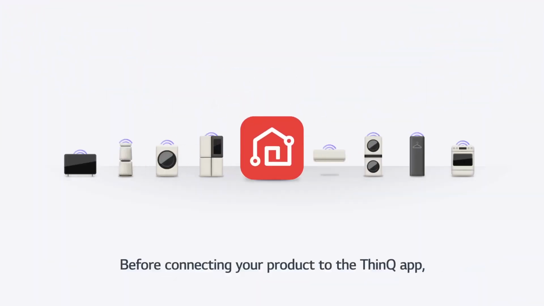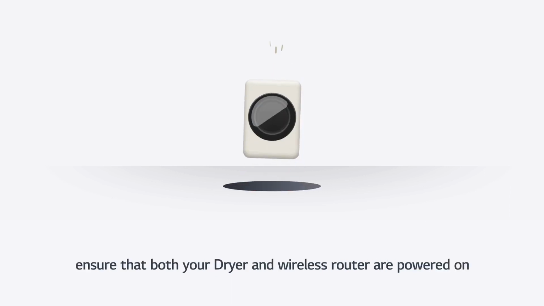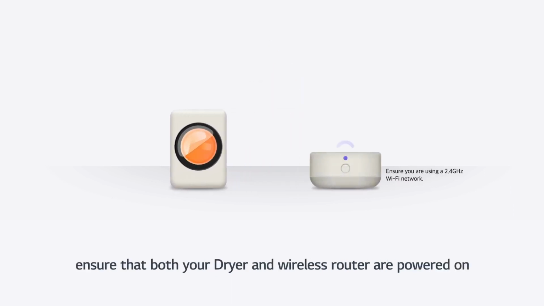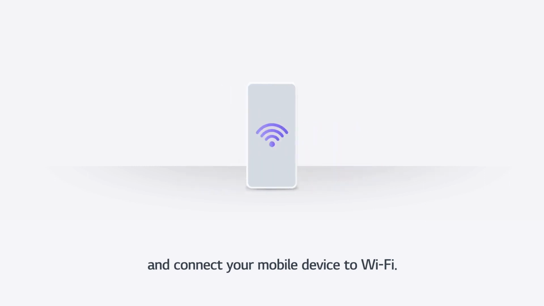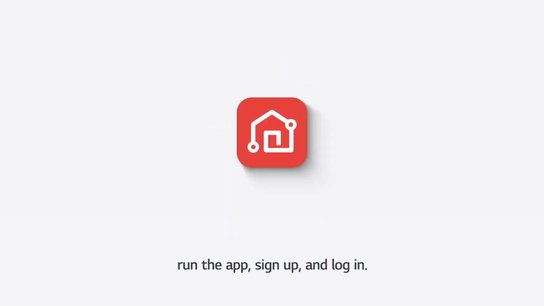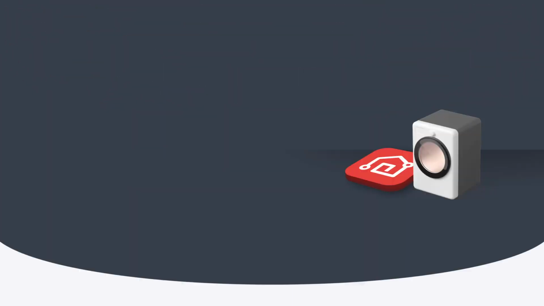Before connecting your product to the ThinQ app, ensure that both your dryer and wireless router are powered on, and connect your mobile device to Wi-Fi. If you haven't downloaded the ThinQ app, download it from the Google Play Store. Run the app, sign up, and log in.